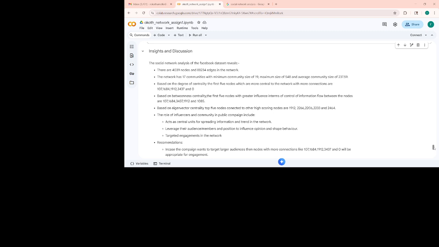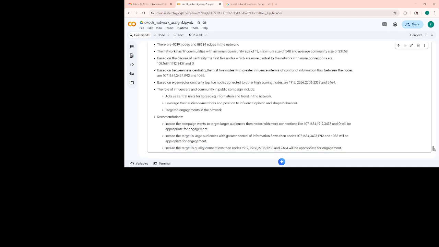And based on our analysis, the recommendations we have are that in case the campaign wants to target a larger audience, then the nodes with more connections like 107, 1684, 1912 are appropriate to be engaged in that scenario. While in case they want to target a larger audience with greater control of information flow, then nodes 107 followed by 1684, 37, 34, 37, and 912 will be appropriate.